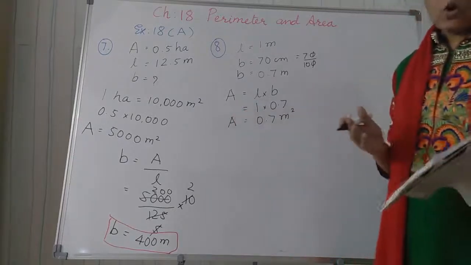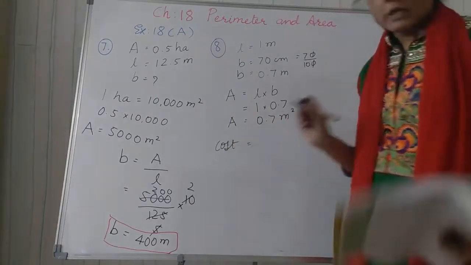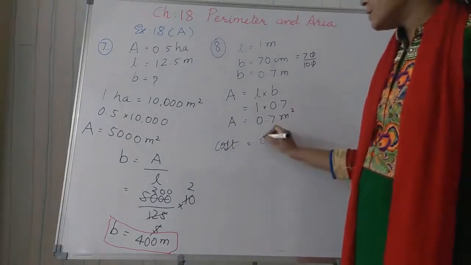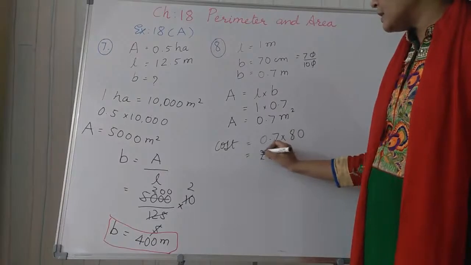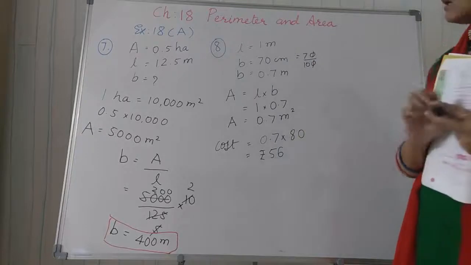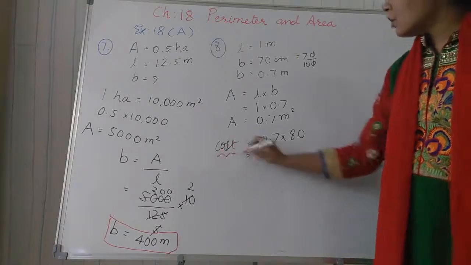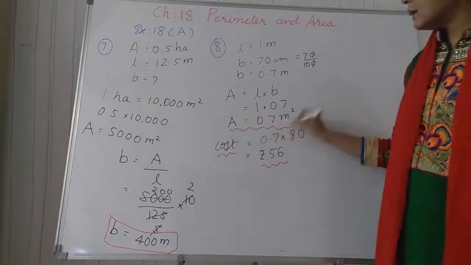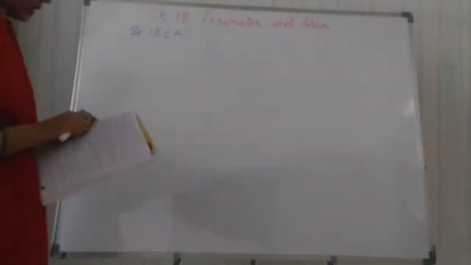Okay. Now we find the cost of it, and the rate of the cost per meter square is given as rupees 80. So I write 0.7 multiplied by 80. For that we get rupees 56 as the cost. So this is our question number 8 answer. Everyone, you understand it? This is the cost here, 56, and the area is equal to 0.7 meter square. Now let us understand the next question of our exercise 18A, which is question number 9.